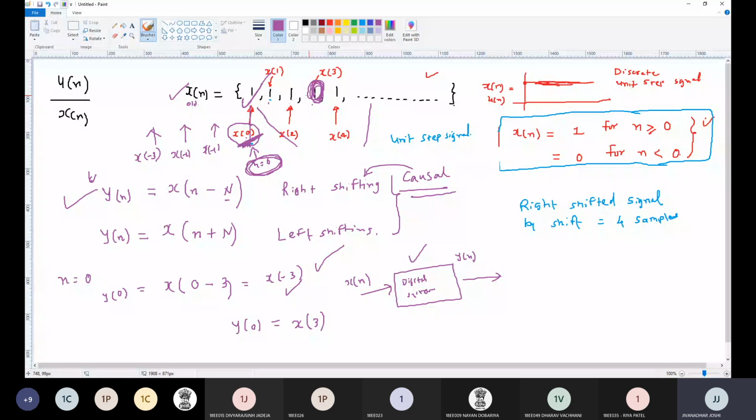Can you predict the sample at n equal to 3 when you are sitting on n equal to 0? No, not at all. It's not possible. Do you agree with me? Say yes or no.